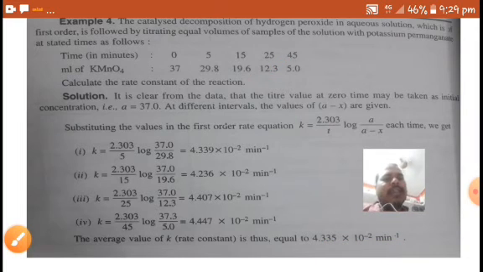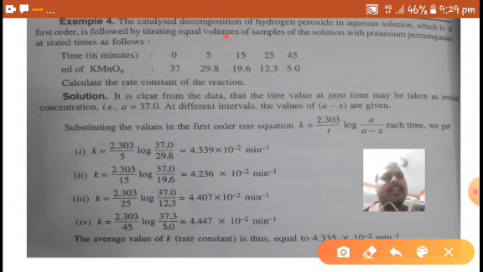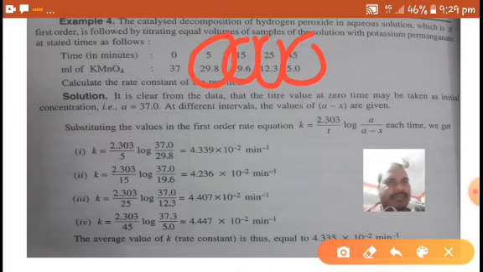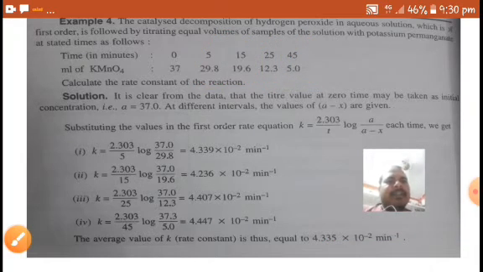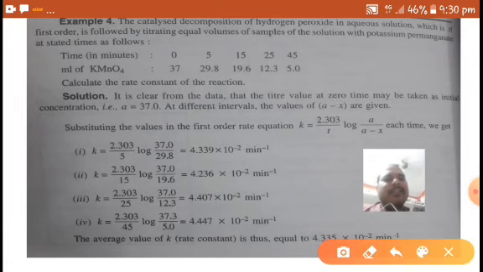Actually only one time interval and one concentration is enough, but we will verify whether it is a first order reaction or not. It is clear from the data that the titrate value at 0 time may be taken as the initial concentration. So the initial concentration is important.